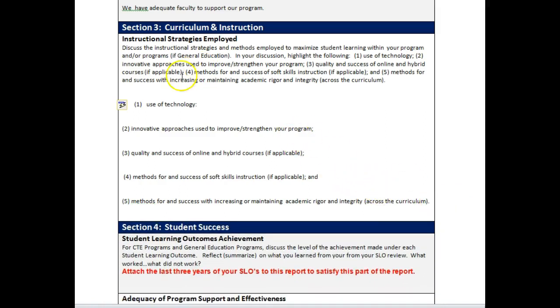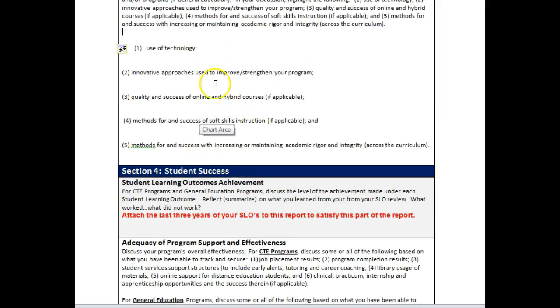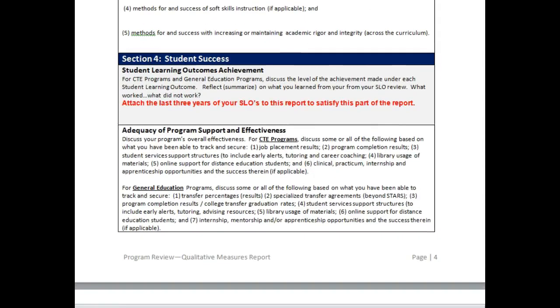Okay, so I just showed you a little cheat sheet of how to make sure you address all questions under each section of this report. So do that approach for each section of the report and you'll be good to go.